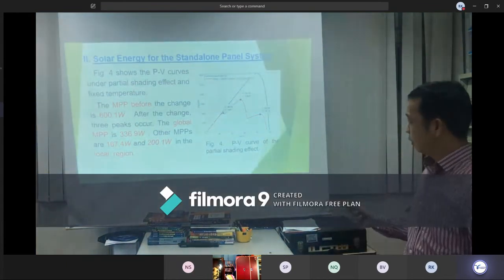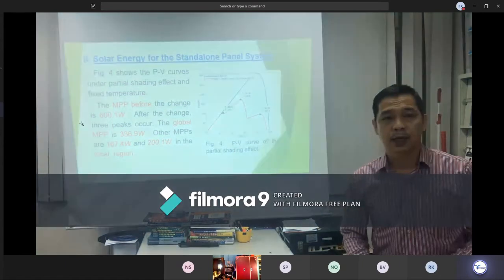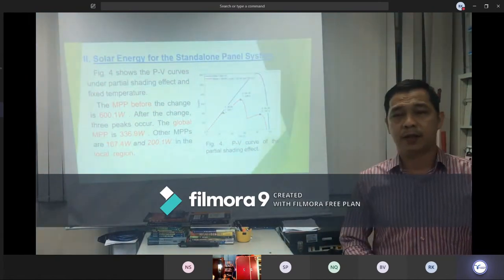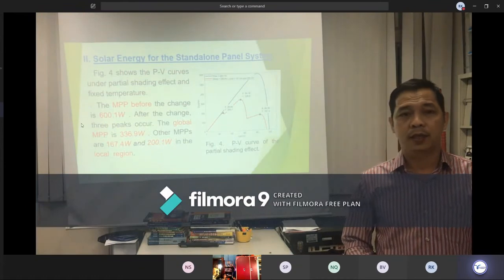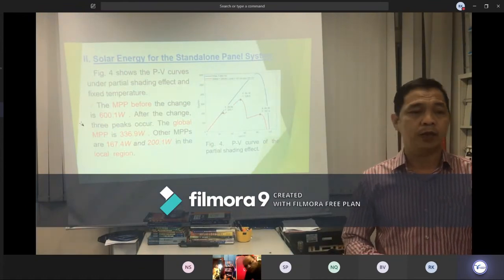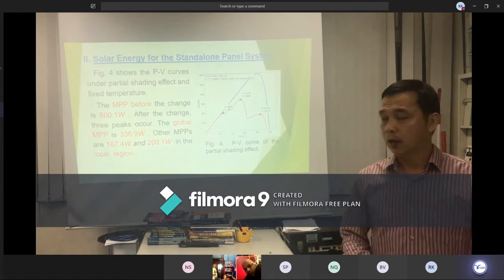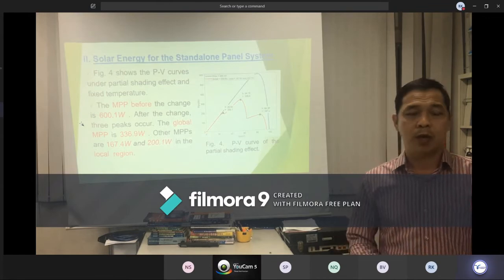From figure 4, we can see that when the solar panel is shaded, it will change from a single maximum peak to multiple peaks. More shading change will reduce more power.